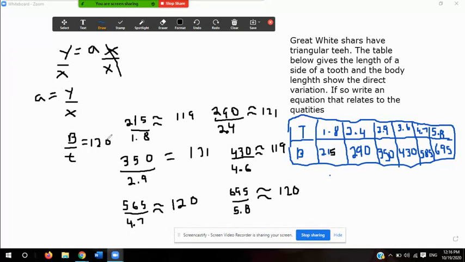Now, if I divide like I did there, and the answers that I get are similar to each other, 119, 121, 119, 120, and 120, then I can say that there is a direct variation, and we use 120 because it's the number that they're all closest to. So that is pretty much how you determine direct variation. Again, if you have a table, you find the variation, and then you basically divide each column individually, and you get either the same number or close to the same result when you divide each column, and that represents a direct variation.